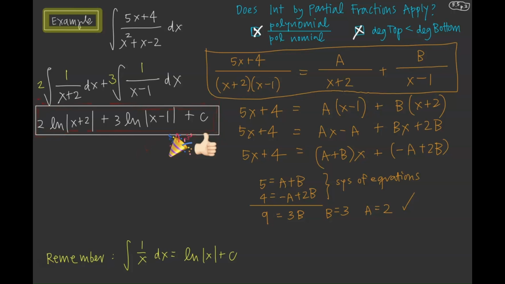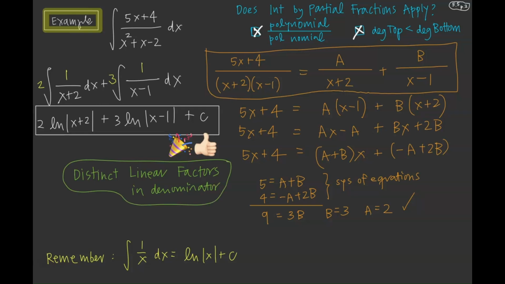Now this example is one of the simpler ones that we'll see in the partial fraction world, because we have distinct linear factors in the denominator. So what do I mean by that? I mean that in the denominator, after it was factored, we have these 2 linear factors. Linear just means that the highest power on the variable is 1, and they're distinct, they're different.